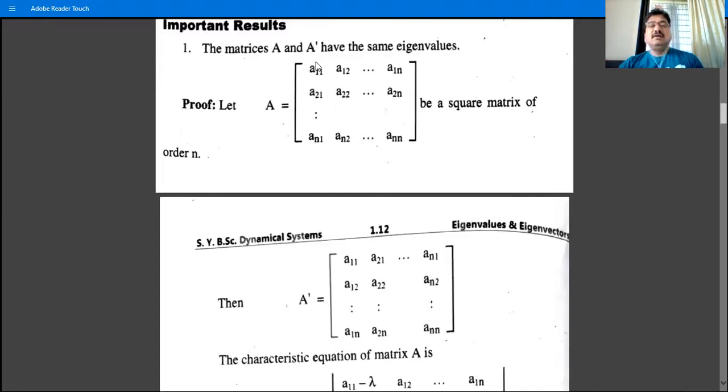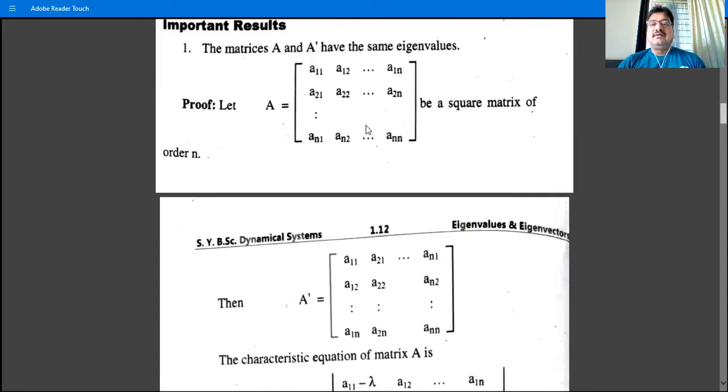What is A dash? A dash is the transpose of the matrix A. It is denoted by A dash, or A raised to small t, or A raised to capital T. A and A dash have the same eigenvalues. That is, the eigenvalues of A and the eigenvalues of A dash are both the same.